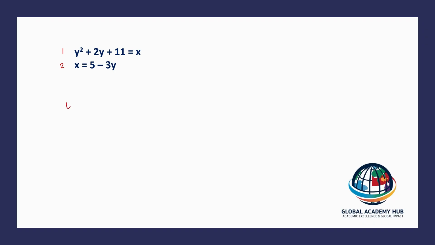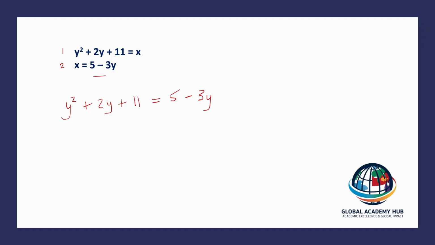So I have y squared plus 2y plus 11 is equal to x, but x is equal to 5 minus 3y. So what we've done here is substitute equation 2 into equation 1. And if you look at equation 1 now, we have only one variable, and that's y.